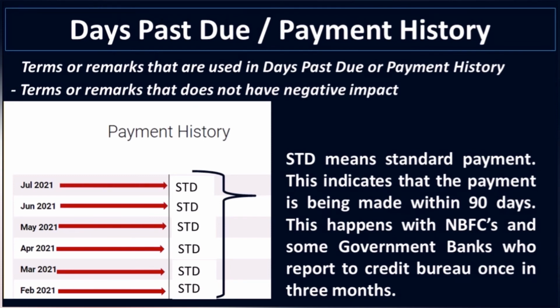It does not mean that you can skip a month's payment and pay the complete due within 90 days. It's just that the banks report to the credit bureau once in 3 months, and for all the 3 months your payment is being made on or before the due date.